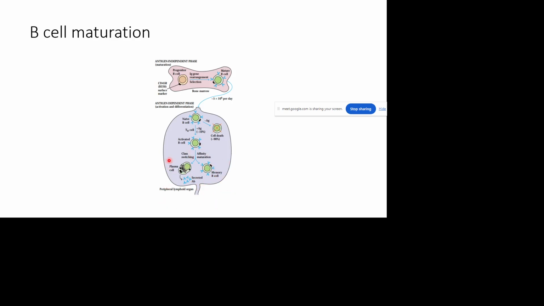In contrast, the plasma B cell will secrete the antibody upon getting antigenic stimulation. So this is a very brief way of describing the maturation process of B cell. Let me know if you have any doubt.